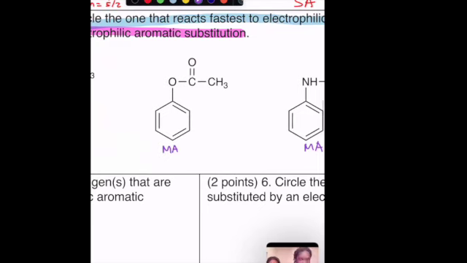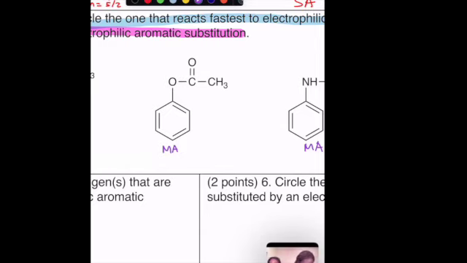A hack that you might not have known: since these two are both moderate activators, how do we know which one's stronger? Remember what I said: as you go up that chart, it gets stronger. It's giving you the exact order. What's the strongest activator? NH2. What's the strongest deactivator? NO2. The strength is exactly as it's written.